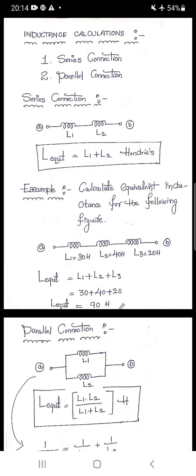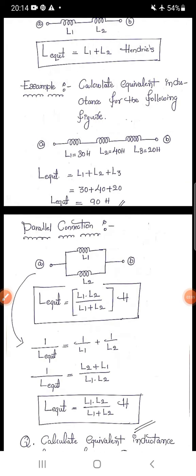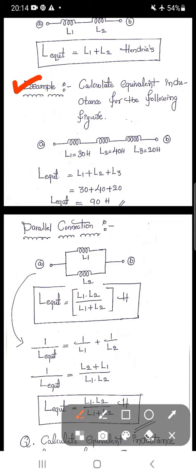Now we are going to discuss one problem. This is example 1: calculate the equivalent inductance for the following figure. Here, three inductors L1, L2, and L3 are connected in series. The value of L1 is 30 Henry, the value of L2 is 40 Henry, and the value of L3 is 20 Henry.